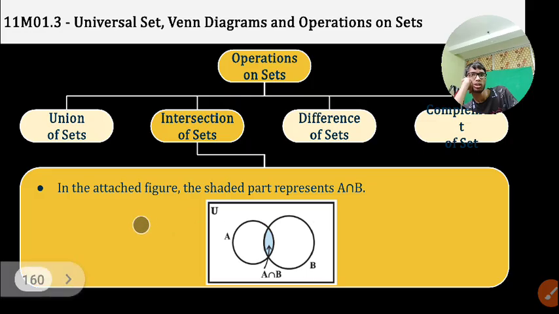Now in this case, what is happening? In the attached figure, this shaded area is the intersection. This shaded area is the common elements. So this is set A, then this common intersection, then B.